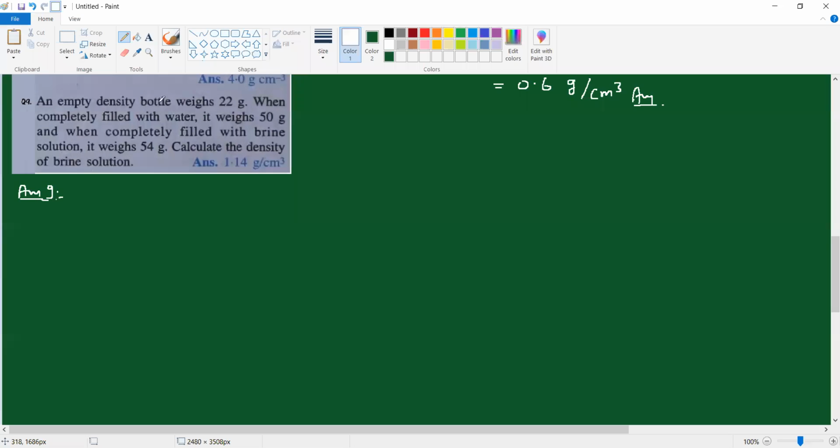An empty density bottle weighs 22 gram. When completely filled with water, it weighs 50 gram. When completely filled with brine solution, it weighs 54 gram. Calculate the density of brine solution. Very important question. It seems to be confusing also. First I will solve it and I will also explain it later.